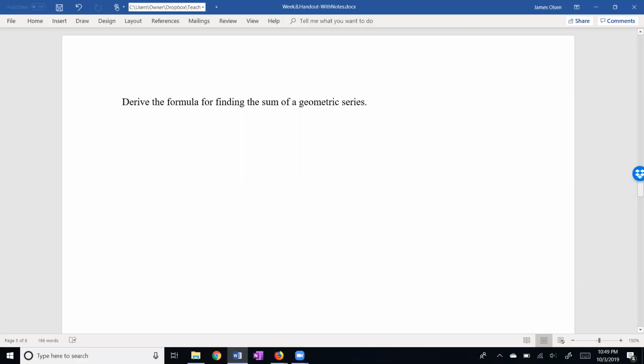Now I would like to derive the formula for finding the sum of a geometric series. Before we do the derivation, remember what a geometric series is like. It might be 100, and let's say my common ratio is 1/2, so I'm going to have 50. Half of 50 is 25. Half of 25 is 12.5. And half of 12.5, I believe, is 6.25.